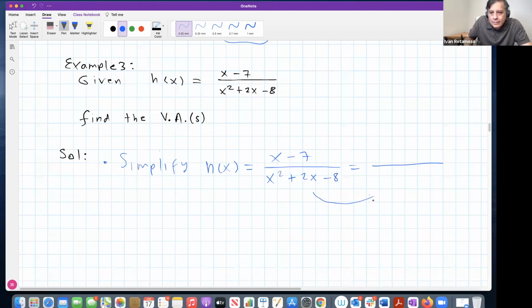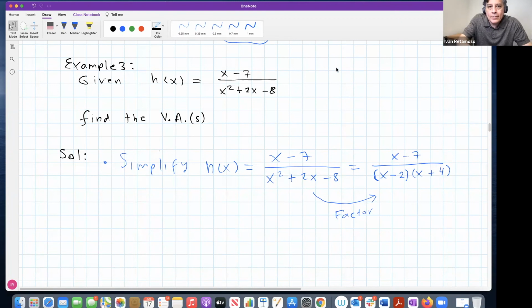Factor, right? Remember to factor this quadratic trinomial: you look for two numbers whose multiplication is -8 and whose sum is 2. After some trial and error, you will end up with 4 and 2. The sum you want is positive, so this has to be negative and this has to be positive. So that's the factorization, x minus 7 here.